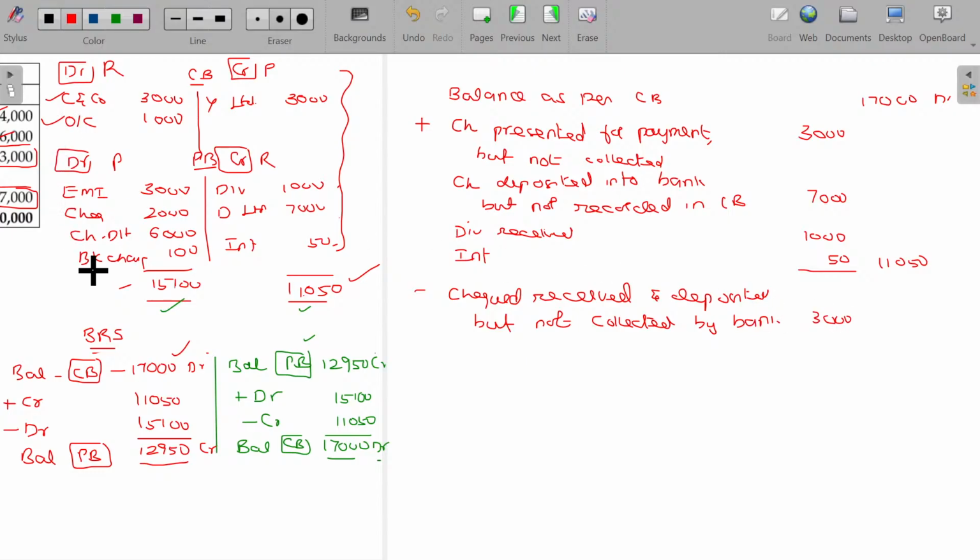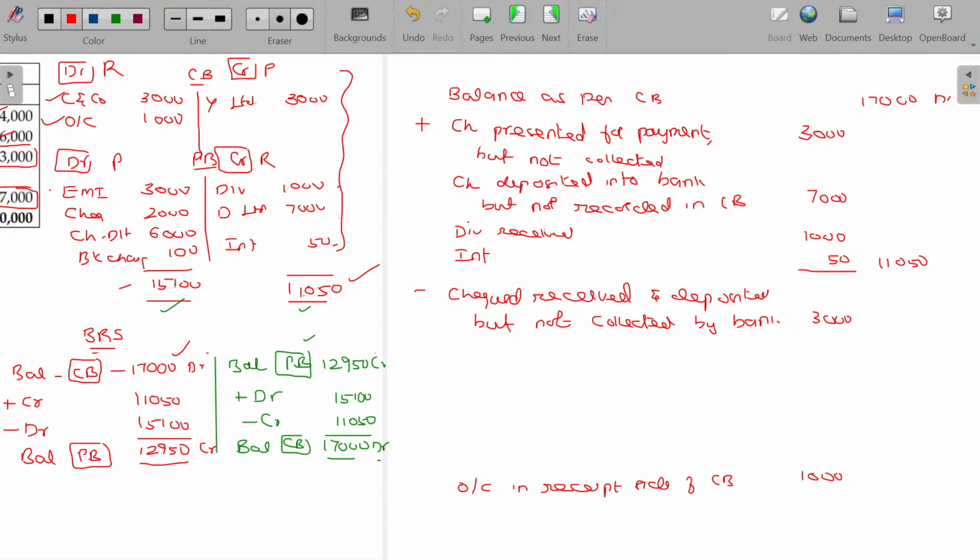What about this one? Overcasting in the receipt side of the cash book. If there is any overcasting, it's an error. It should be posted on the same side. Overcasting means it should be posted on the same side. Undercasting should be posted on the other side. So I post that here: overcasting in the receipt side of the cash book. This value being 1,000.